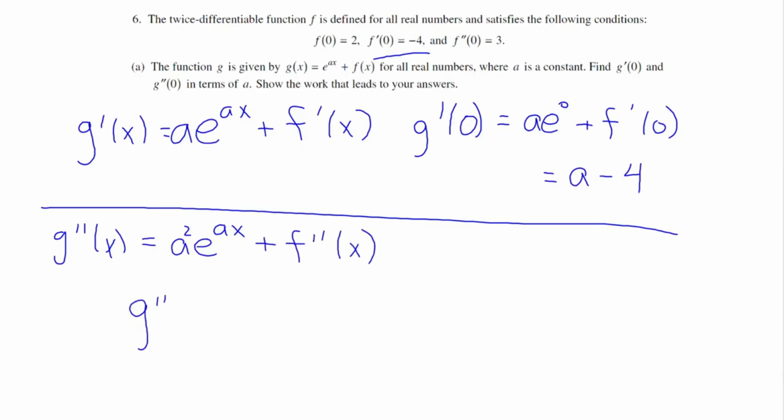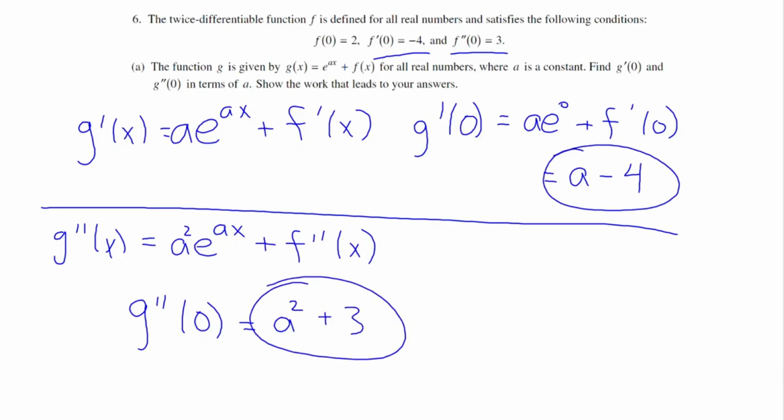So g double prime of 0, well, we'll just plug in 0 for x. Same thing that happened in the first one, we're going to end up with e to the 0, which is just 1. So we have a squared times 1, or just a squared. And then f double prime of 0 was 3. So we got a squared plus 3.